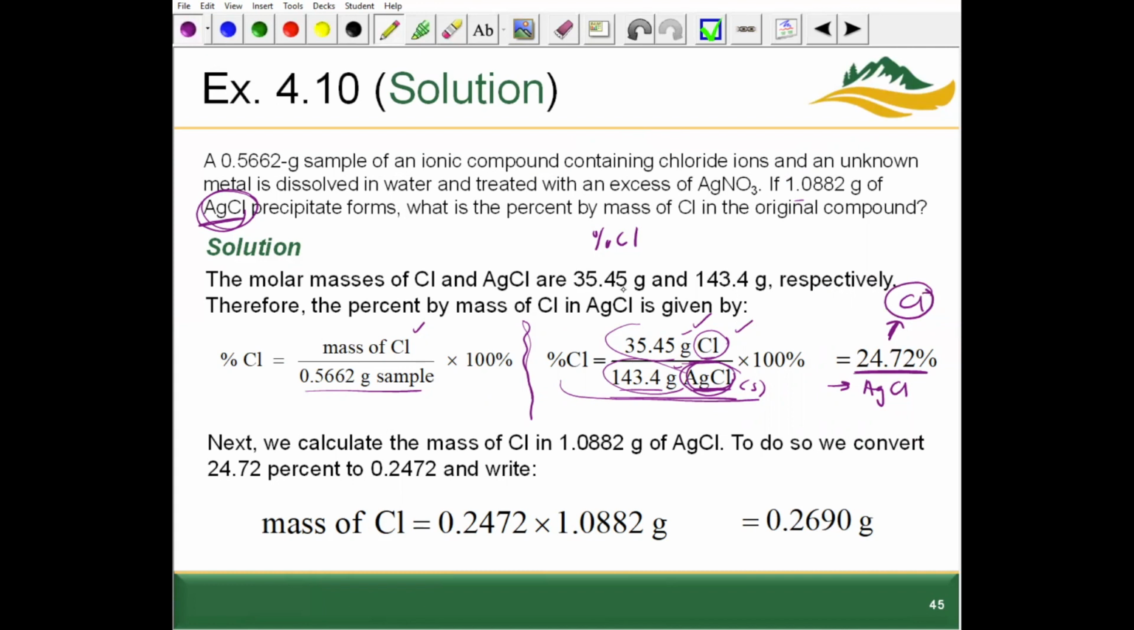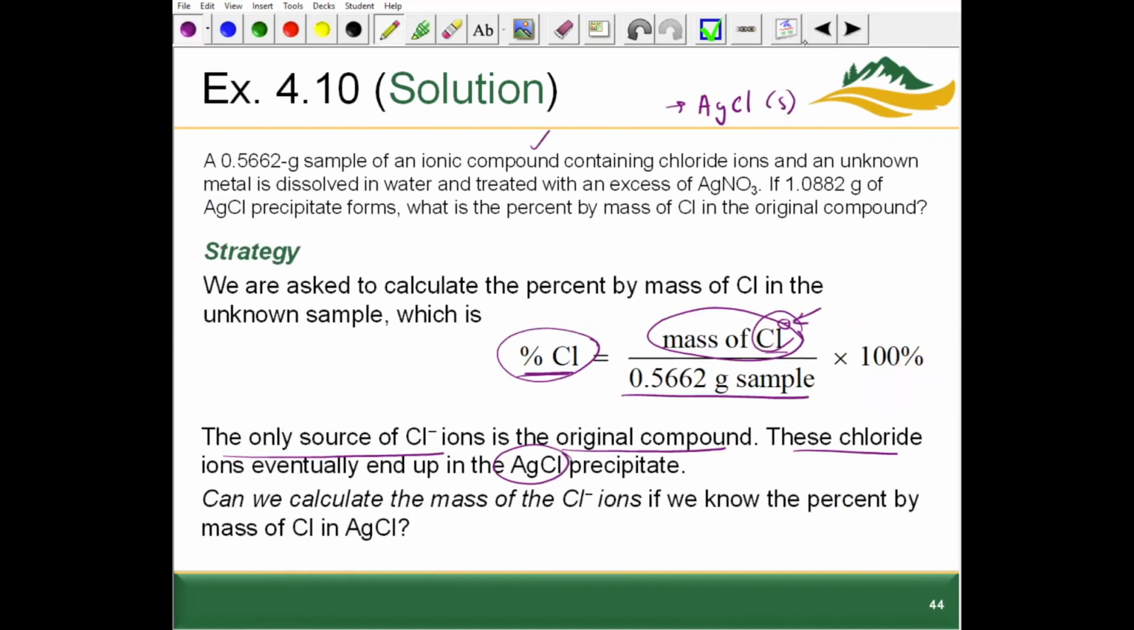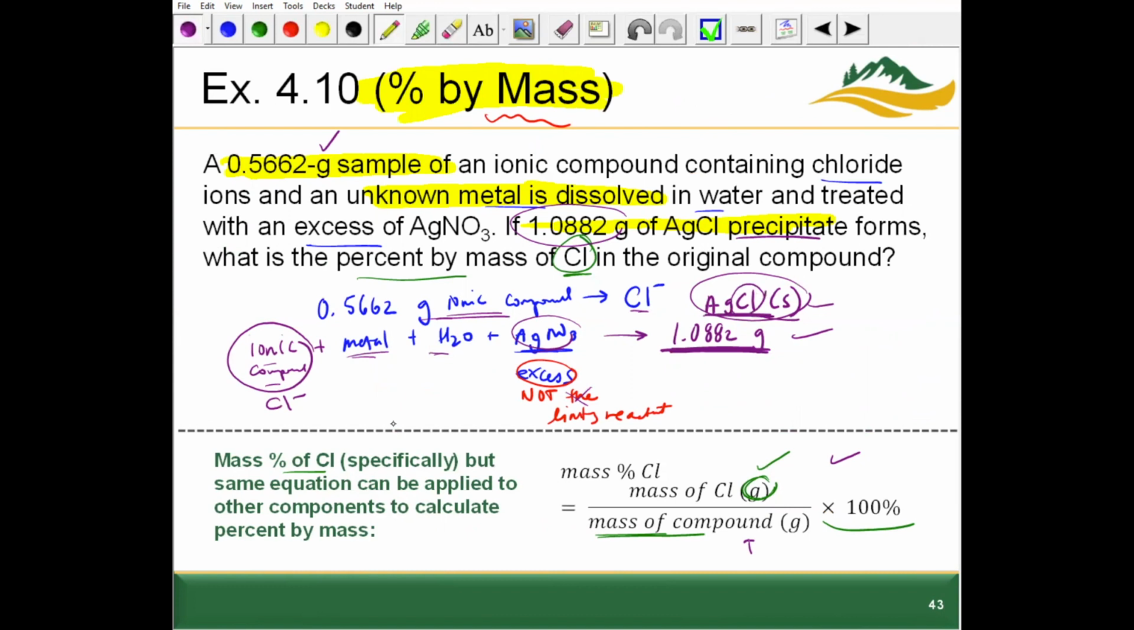Okay, so that was an important connection we needed to make here. So percent Cl just in a general compound of AgCl is 24.72% chlorine in any compound of AgCl. So it's 24.72% by mass. We know it's percent by mass because we had grams and grams here. So now in any compound of AgCl, 24.72% of it is going to be composed of Cl specifically. Then the other percentage of that is going to be composed of silver.